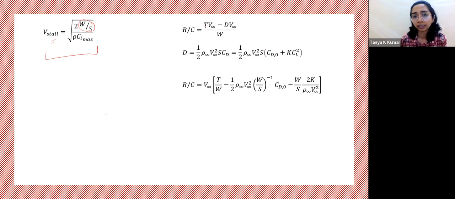The rate of climb equation is: T V infinity minus D V infinity, divided by W. When you substitute the value of drag, that is when the W by S term comes into play. When you substitute all of these quantities back into the rate of climb equation, you can see that W by S is present here. So obviously, the wing loading affects both the stalling velocity and the rate of climb.